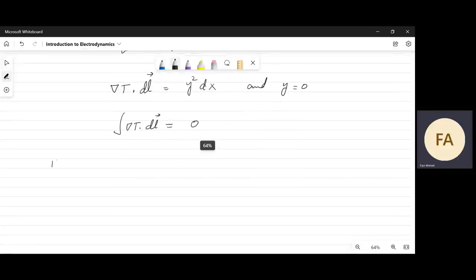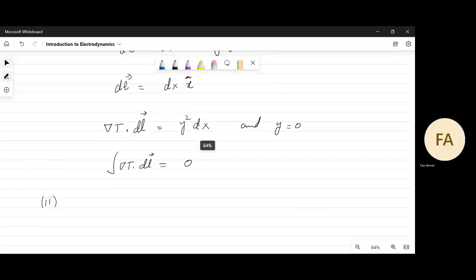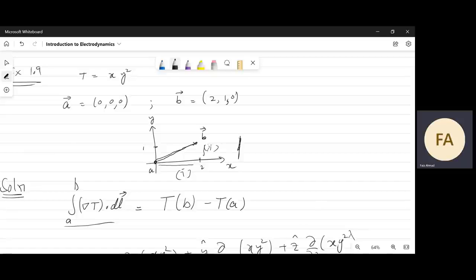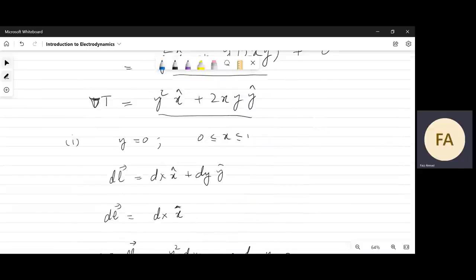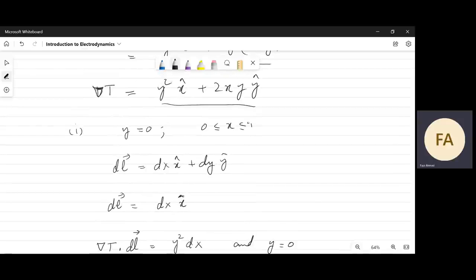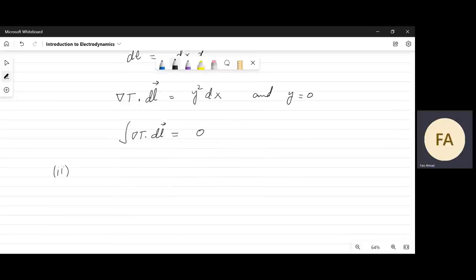So the second path is we have to take this line, and this line is going from 0 to 1. In fact, here I made a mistake, so it should be 0 to 1. Okay, here we have x is equal to 2.